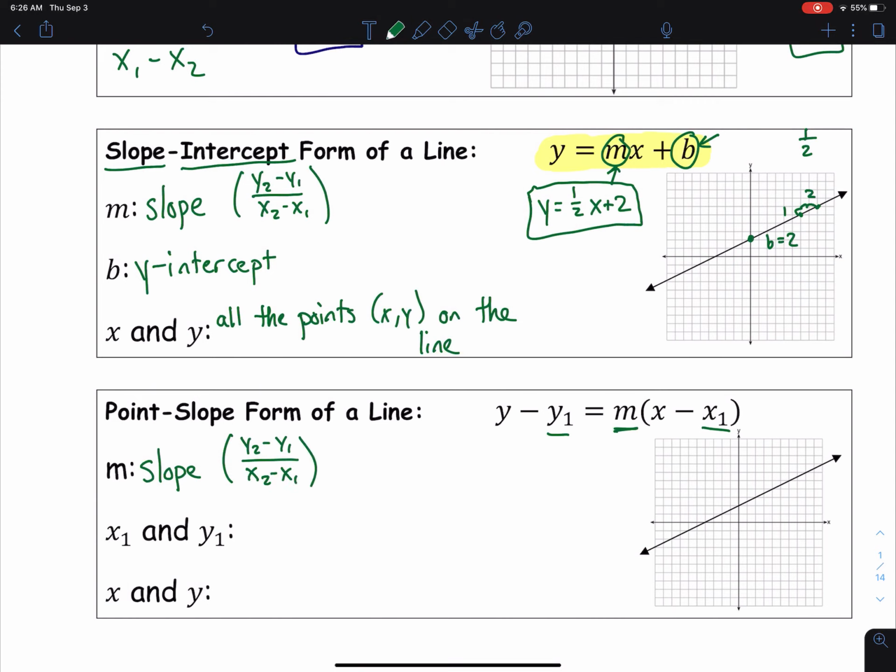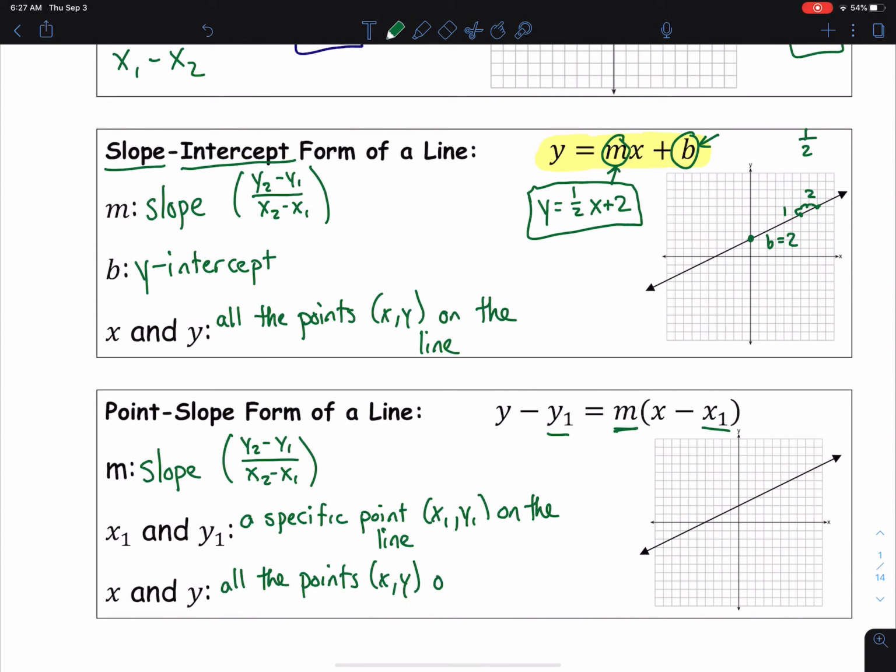And here's where this formula changes a little bit. The x1, y1 is a specific point on the line. Whereas x and y stay the same. They're all the points x and y on the line.